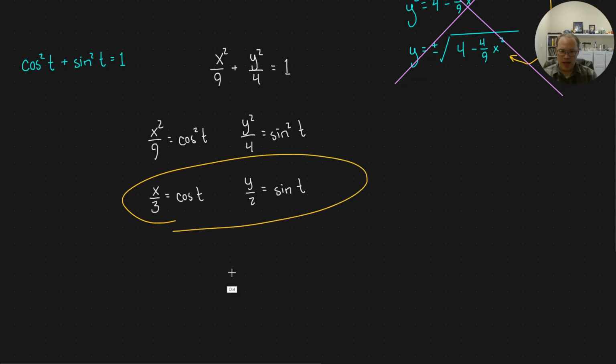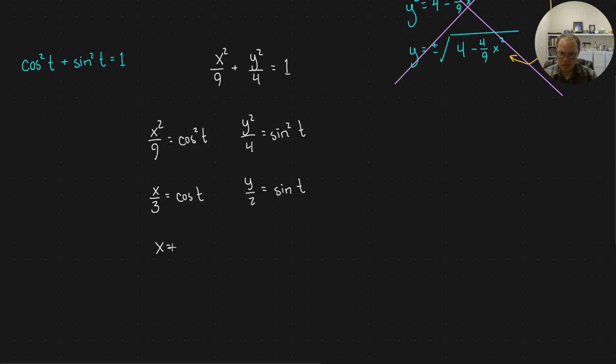Let's just isolate the x and the y. So I get x equals 3 cosine of t, and y equals 2 sine of t. And that's my parameterization. I'm done. r of t equals 3 cosine of t, comma, 2 sine of t. That is a parameterization that will trace out an ellipse.